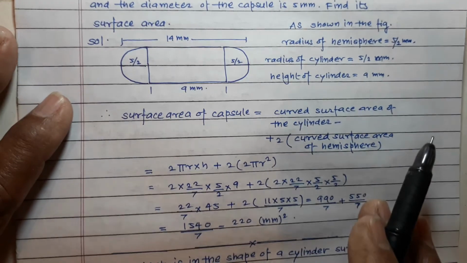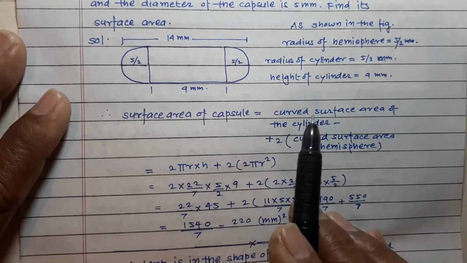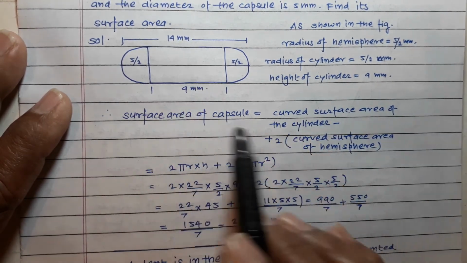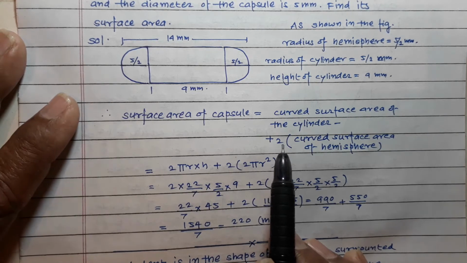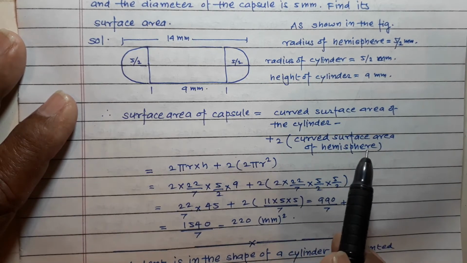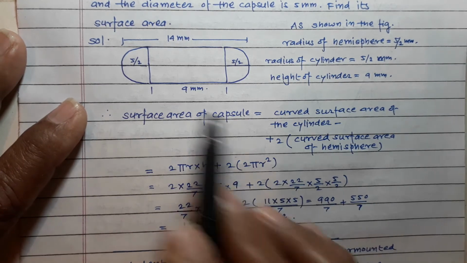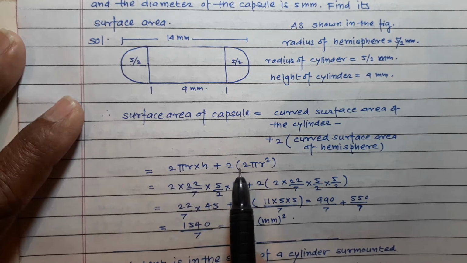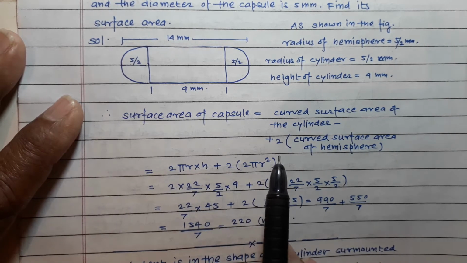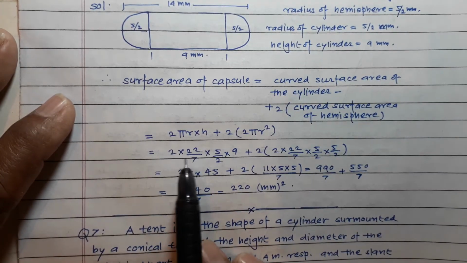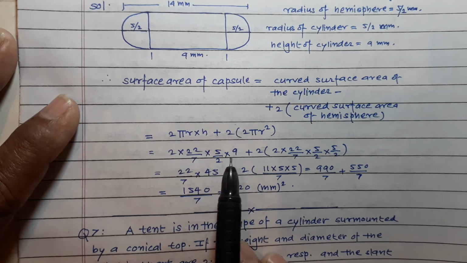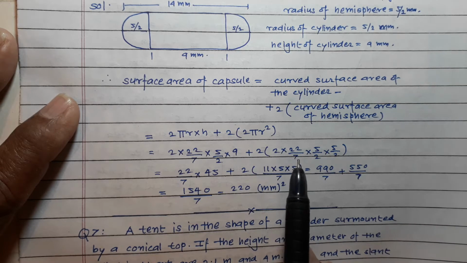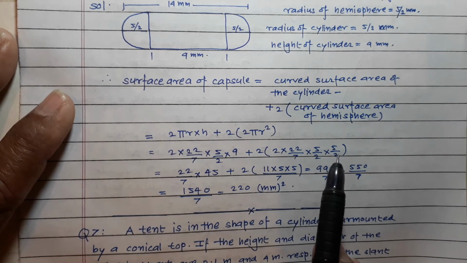Now surface area of capsule is equal to curved surface area of the cylinder, this is a cylindrical part, plus 2 times curved surface area of hemisphere. Two ends, therefore 2. Now it is equal to 2 pi r h plus 2 into bracket 2 pi r square. So it is equal to 2 into 22 upon 7 into 5 upon 2 into 9 plus 2 into bracket 2 into 22 upon 7 into 5 upon 2 into 5 upon 2.